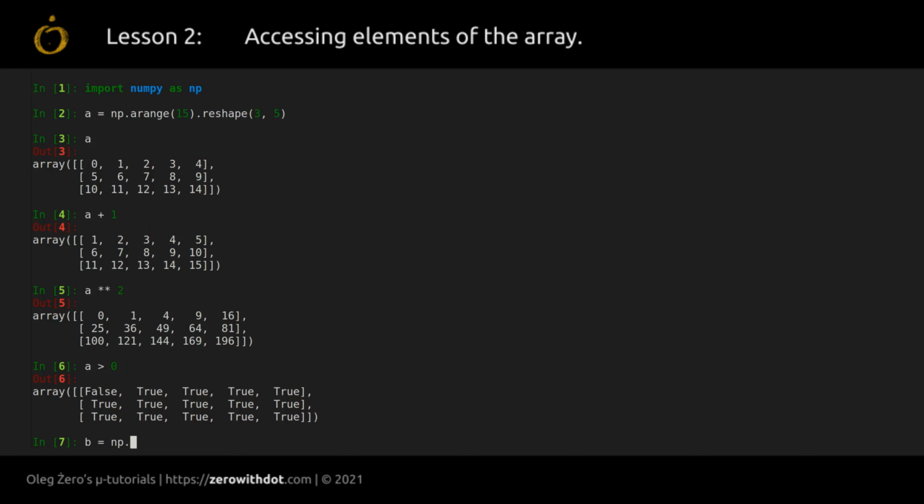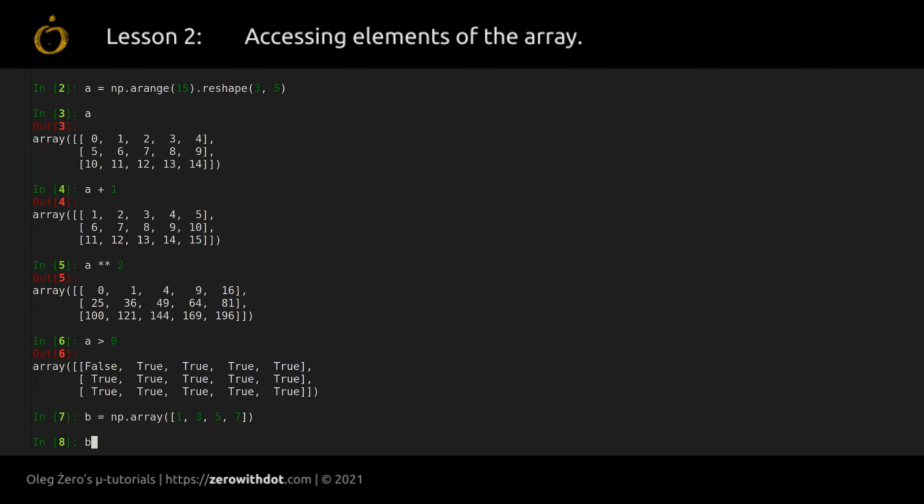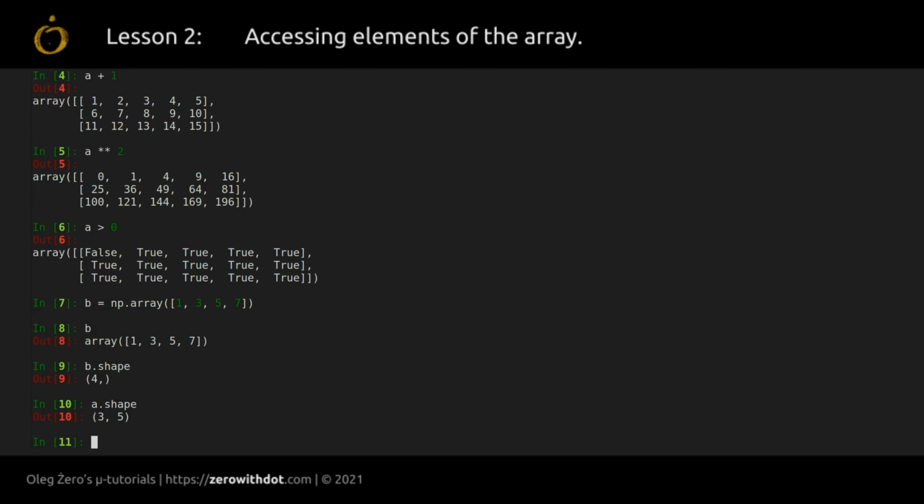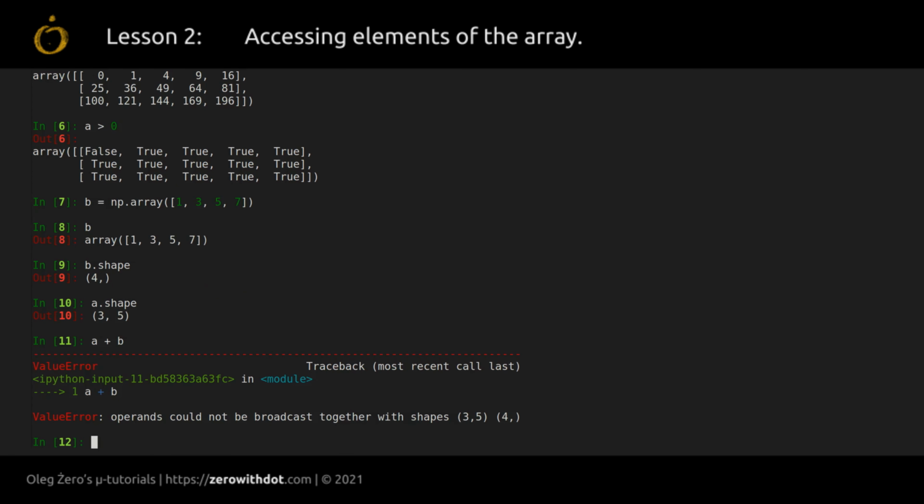For example, let's say B is composed of 4 consecutive odd numbers. The shape of B is just 4 elements, and you don't have any axis defined. And A is of shape 3 by 5. Then what does A plus B mean? Well, it means nothing, because you can't put a finger on what the result could be. How can you add a matrix to just a series of 4 numbers? The result will not be defined.